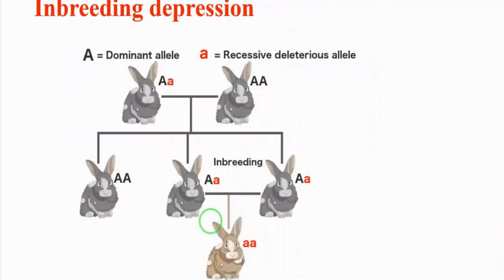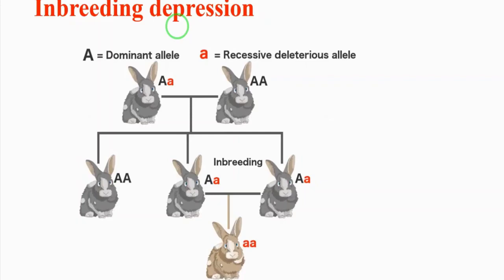Then inbreeding depression. Continued inbreeding reduces fertility and productivity. When we continuously inbreed these animals, the fertility rate as well as the productivity is reduced. Inbreeding exposes harmful recessive genes that are eliminated by selection.